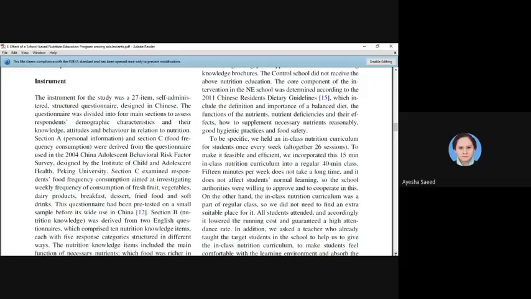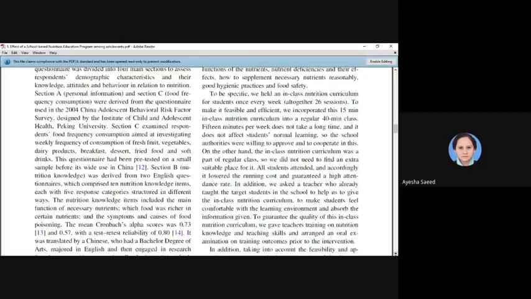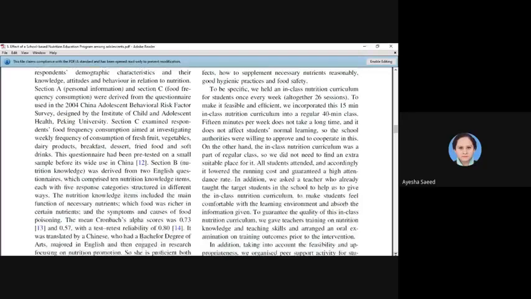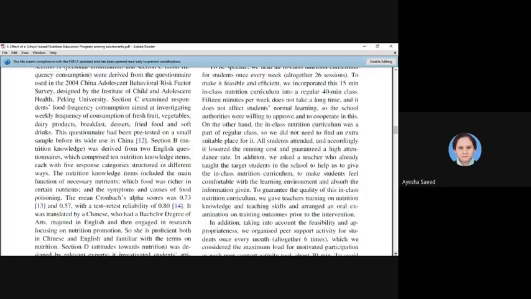Section A, the personal information, and section C, food frequency consumption, were derived from the questionnaire used in the 2004 China Adolescent Behavioral Risk Factor, a survey designed by Institute of Child and Adolescent Health, Peking University. Section C examined respondents' food frequency and aimed at investigating weekly frequency of consumption of all the major food groups. This questionnaire has been pre-tested on a small sample before its use in China. So it's pre-testing, and from where the questionnaire was taken has been explained in quite detail over here.